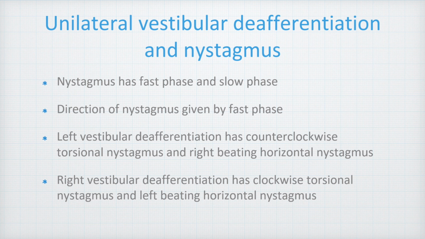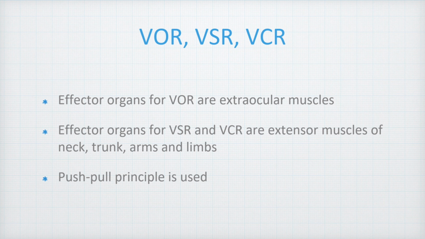Let's move on. Now let's talk about the three important reflexes: the vestibulo-ocular reflex, the vestibulo-spinal reflex, and the vestibulo-colic reflex. The effector organs for the vestibulo-ocular reflex, as we have clearly talked about, are the extraocular muscles. So we need to know how many there are, what the functions of the extraocular muscles are, and which extraocular muscles are contracted by stimulation of which semicircular canal. If we know that, we can understand the kind of nystagmus we can see depending upon which part of the peripheral vestibular system is stimulated. So the effector organs for the vestibulo-ocular reflexes are the extraocular muscles.